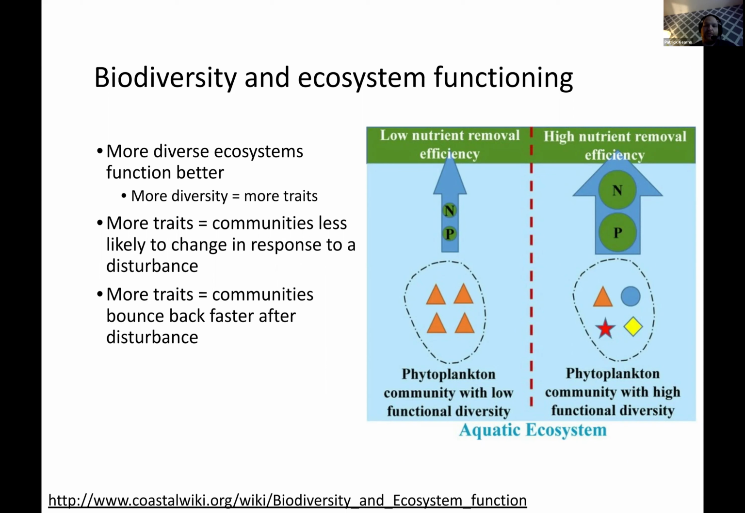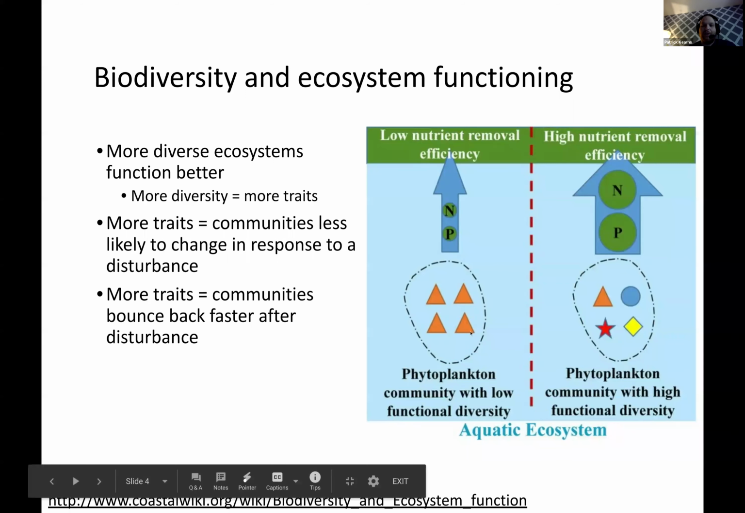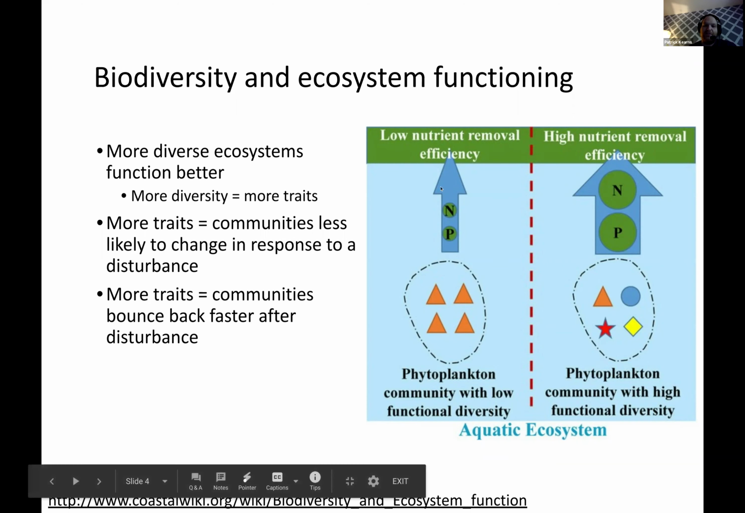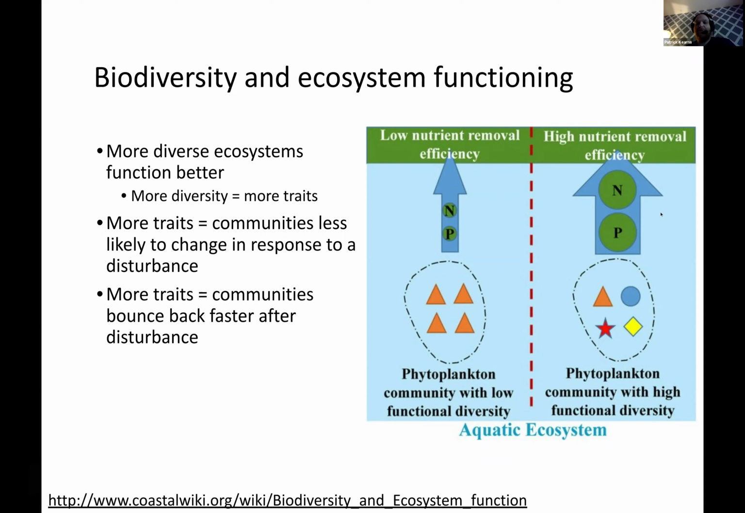And just to show you another example of this, this is a classic example from aquatic ecosystem ecology, where we look at the nutrient removal efficacy of plankton. So we have one plankton community here and a multi-species plankton community here. And as you can see by the size of the arrow, which is referring to how much nutrients they are removing from an ecosystem, the low diversity plankton removes fewer nutrients than the high diversity plankton.